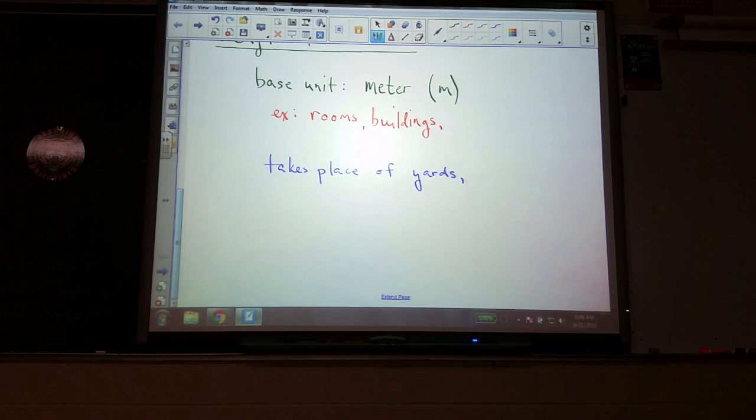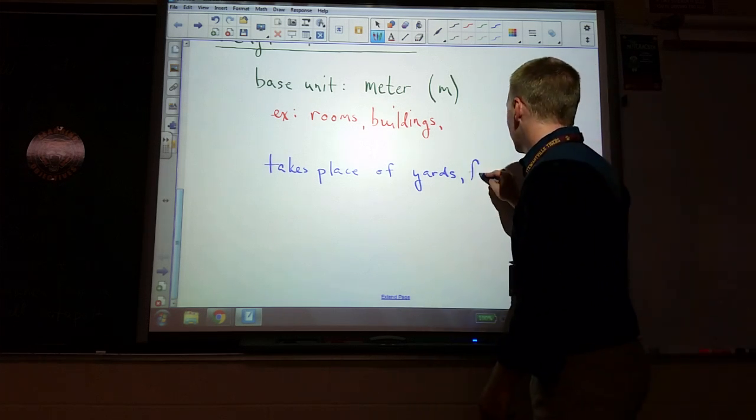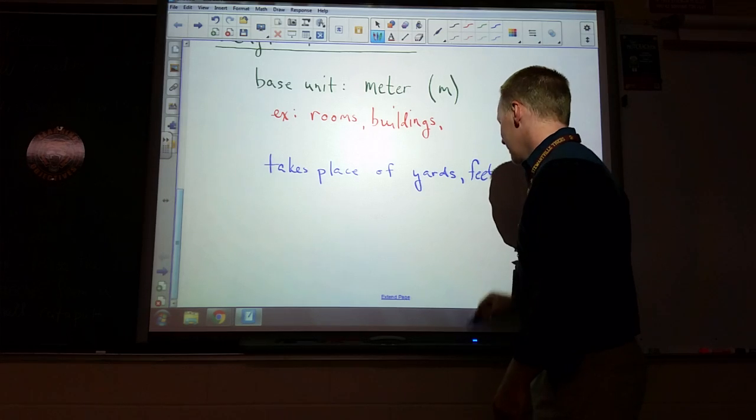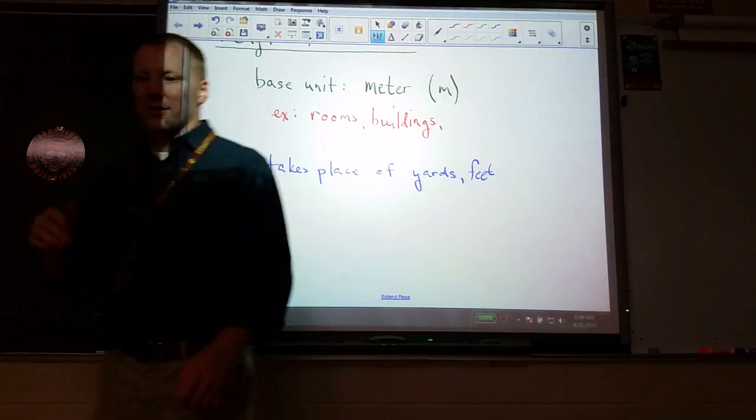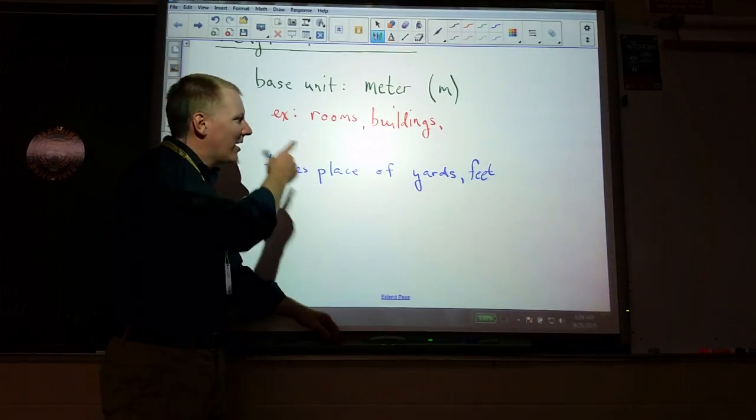We're going to get somebody else. We're going to wait for somebody over here. We have 6 people, all of them know. Yes, feet, right. So, in the metric system, instead of using feet or yards for a measurement, we use meters. So thinking of that, we've got rooms and buildings.